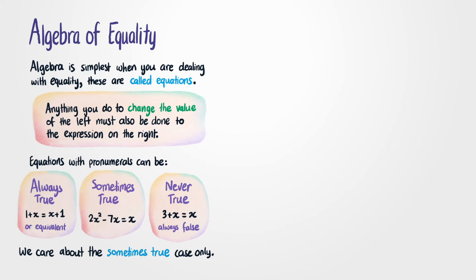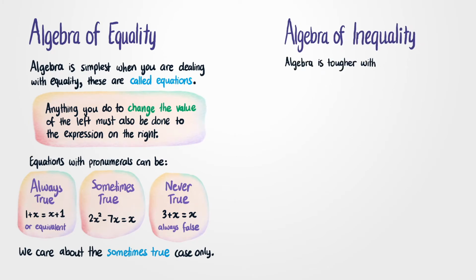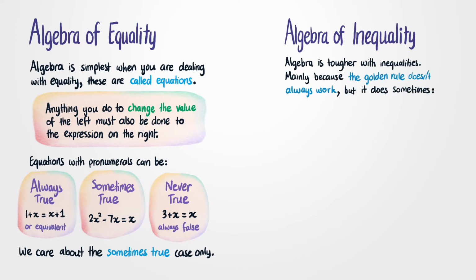So now we'll also talk about the algebra of inequalities as well. So what I've written here is that algebra is harder with inequalities because the golden rule doesn't always work. Sometimes it actually completely breaks down. Now this isn't always true. It does actually work in some cases, so let me show you one first. Okay, so we know that 3 is less than 4. So for example, if we subtracted 2 from both sides, this expression would actually remain true.